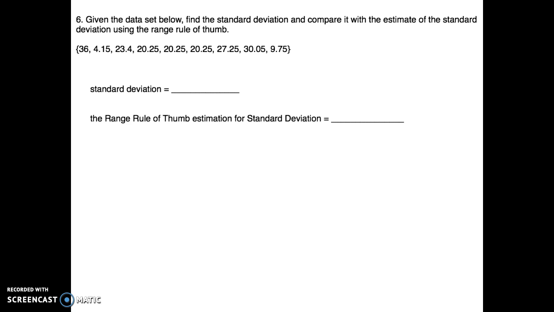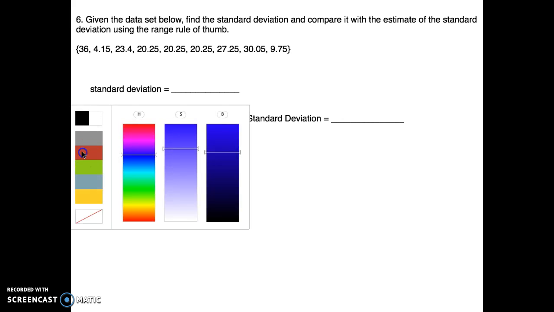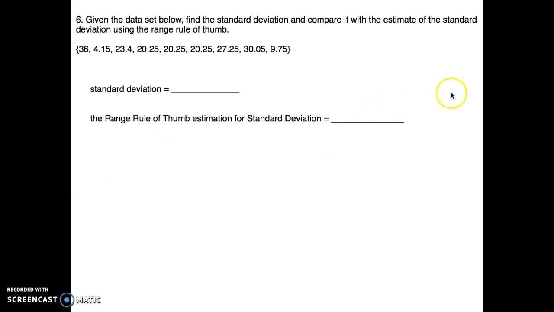So you find the range of numbers, and then you divide it by 4. So if we go through and find the range, the biggest number, let's see, is going to be 36, it looks like. And the smallest number is 4.15.